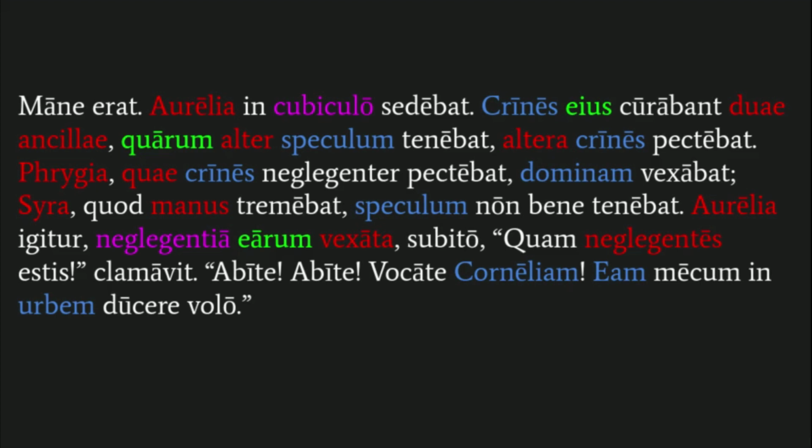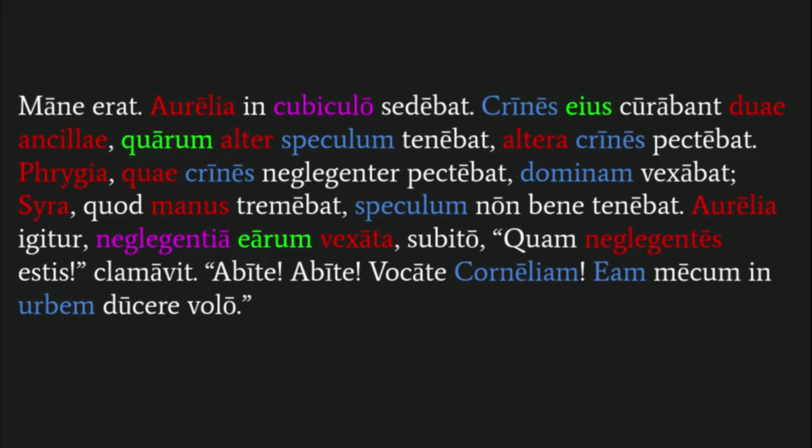And again, the idea here is the relative clause you could take out of this sentence and it would still make sense. Phrygia was annoying her mistress, right? That's a perfectly normal sentence. I'm giving you more information. I'm saying Phrygia, who, oh, by the way, was combing the hair carelessly. It's descriptive, right? That's how these relative clauses work. So she was annoying her mistress.